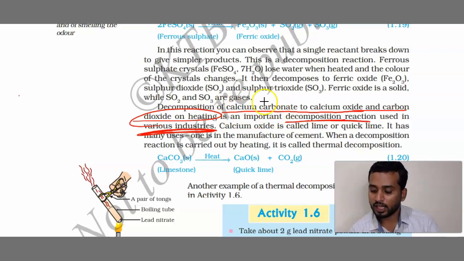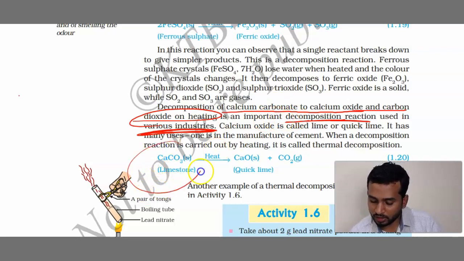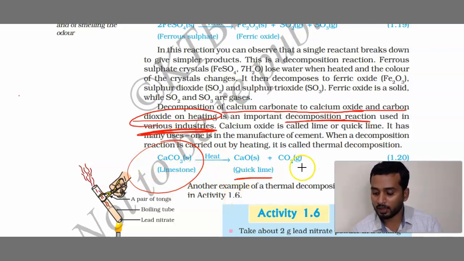When we heat calcium carbonate, what happens? Calcium carbonate means limestone. When we heat this limestone, what happens? It gives quicklime, and carbon dioxide gas is produced. Got it? When we heat this limestone, it gives quicklime and carbon dioxide gas is produced. So this is used in various industries.